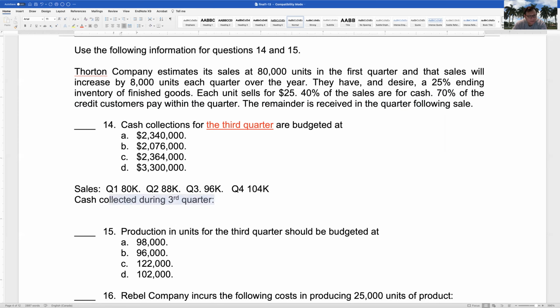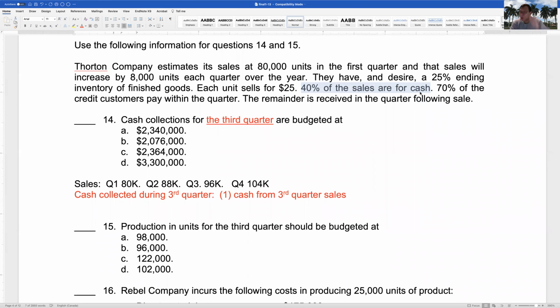So this one has a couple of components, right? The first, simple one would be cash from third quarter sales. We know each unit was sold for $25 and 40% of the sales are for cash. So for the third quarter, 40% of the sales are in cash. The units are 96K, each sold for $25, and 40% of this is cash. So 25 times 40%, that should be 10, so 960K. This is my component one, okay?